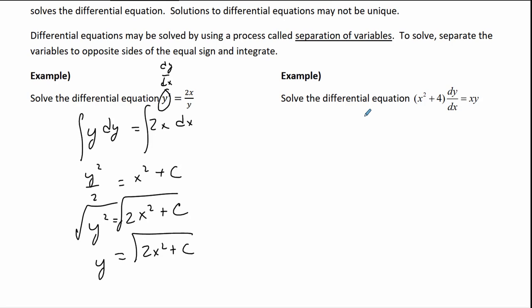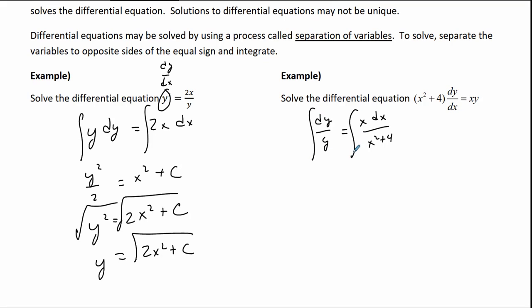Let's go to number 2 here. So I want to solve and get rid of stuff here. I'm going to put x's on one side and y's on the other. So I get dy over y equals x dx over x squared plus 4. So I separated them. Hopefully I separated them correctly. It looks like I did.